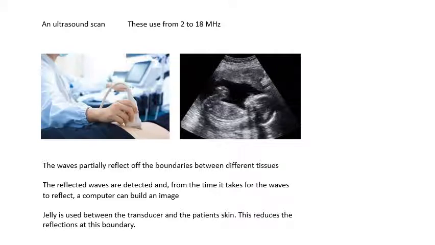Interestingly, they always put loads of jelly on the mother's tummy, and that's to reduce the amount of reflection at the skin, at the mother's skin, because that would confuse the signal a great deal.